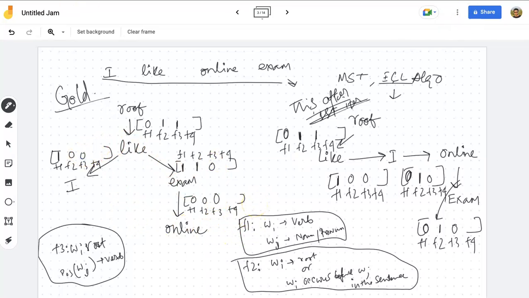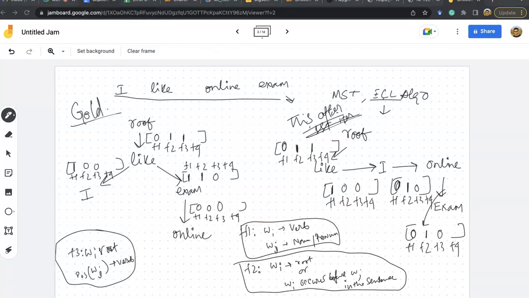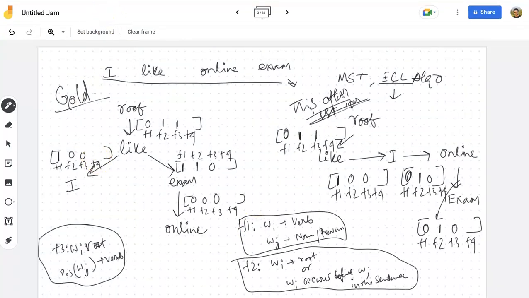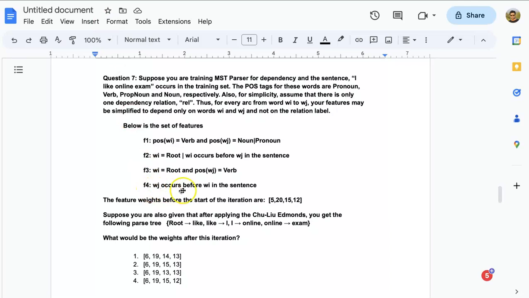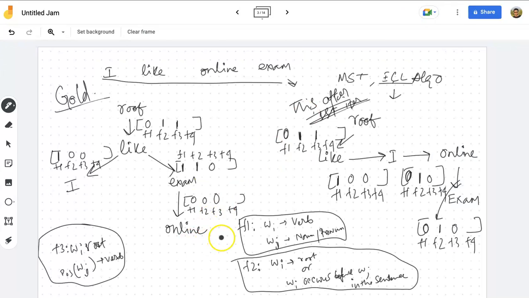Now let's check the last feature. What is the last feature? The last feature is wj occurs before wi in the sentence. So it is the reverse. So F4: wj occurs before wi in the sentence.